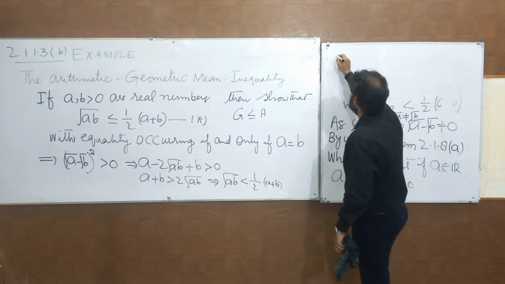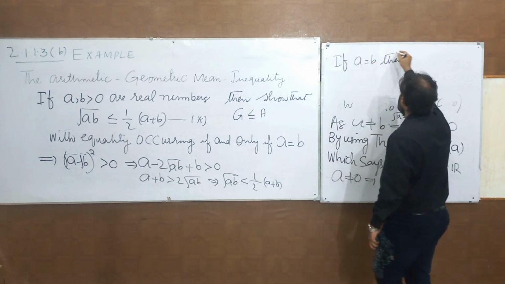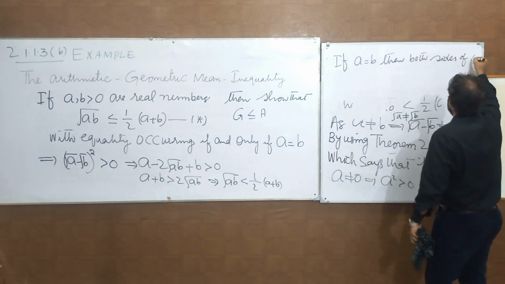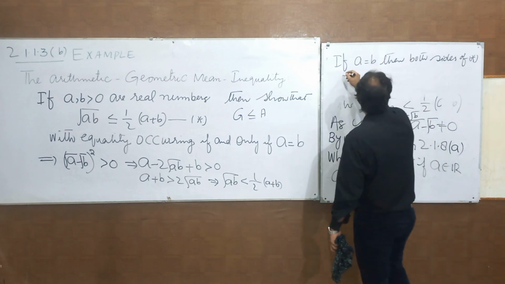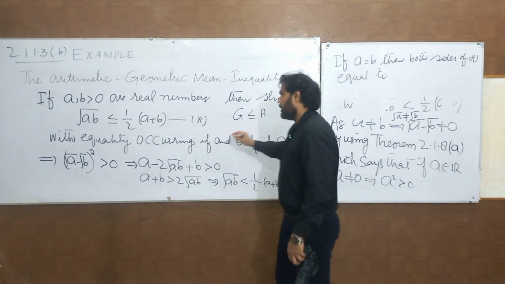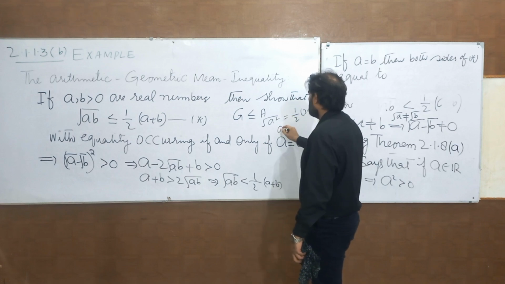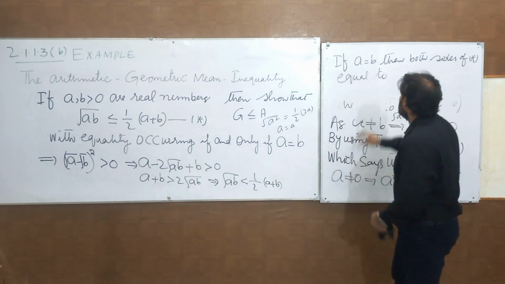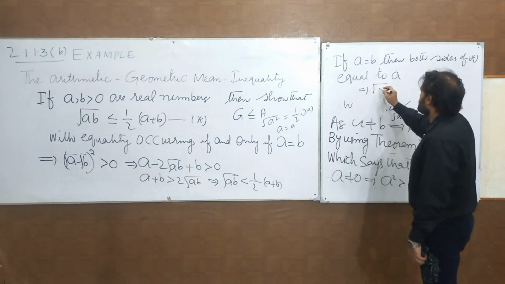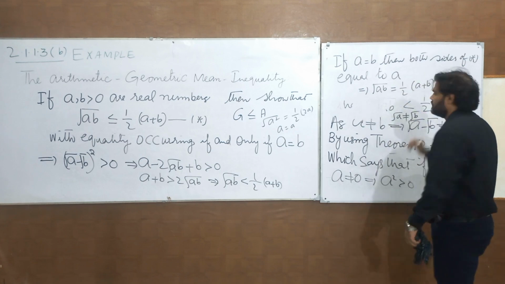If a is equal to b, then both sides of star are equal to a. If you put a equal to b in star, the left side is a square root of a squared, which is a, and the right side is 2a over 2, which is a. So both are equal to a. So the equality holds in case when a is equal to b. In this case, square root ab is equal to half of a plus b.